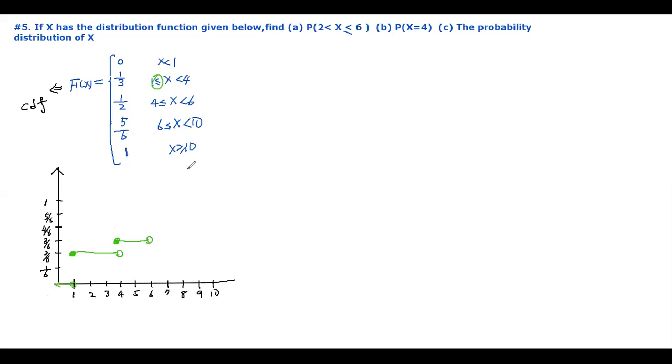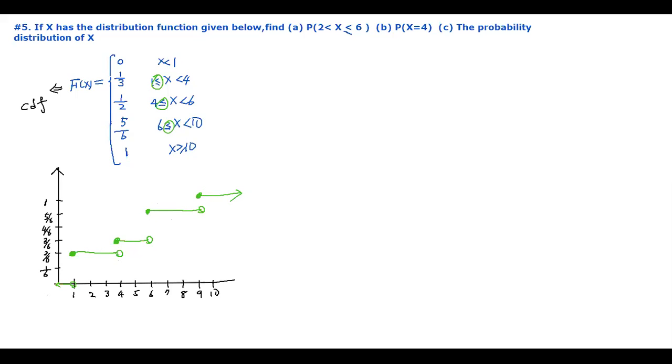Now, the 4 is solid. Here, 6 to 10 is 5/6, all the way to 10, and 10 is a circle. Then greater than 10 is 1. So this is the graph of my CDF.